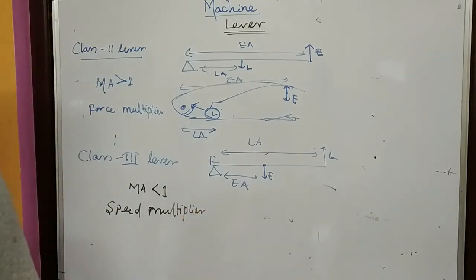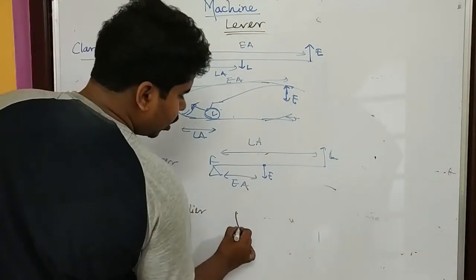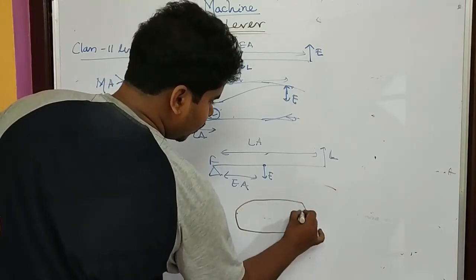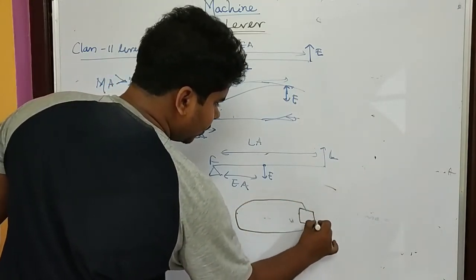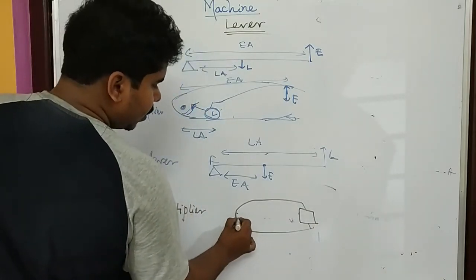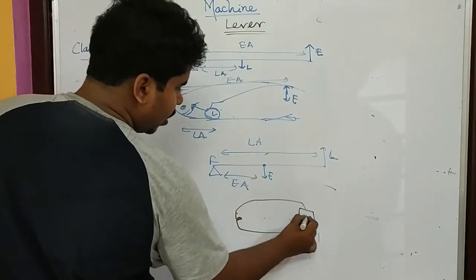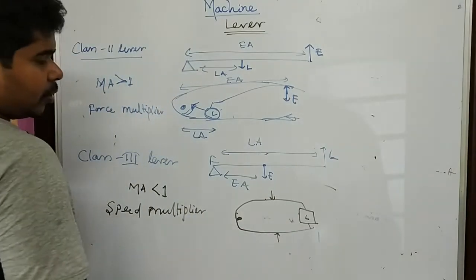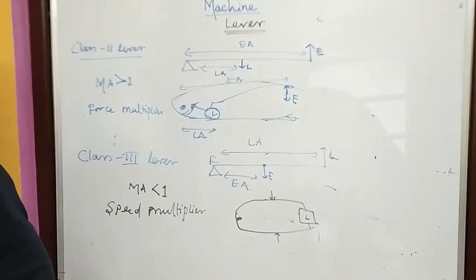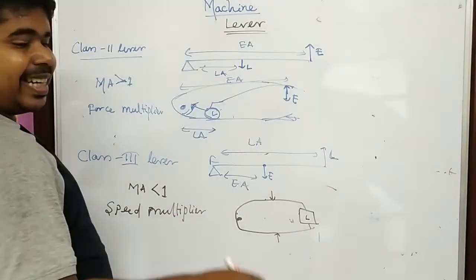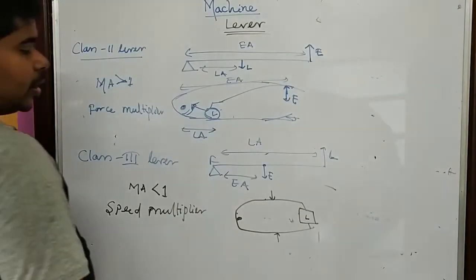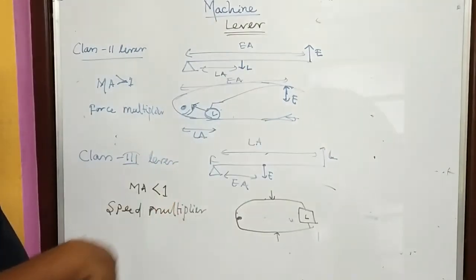So for example, if I am talking about sugar tongs, assume it's a sugar cube and this is the fulcrum. Here it is the load and we are applying effort here. Mainly in sweet shops, if you see, the sweets are taken by this type of forceps. So these all are class 3 levers.